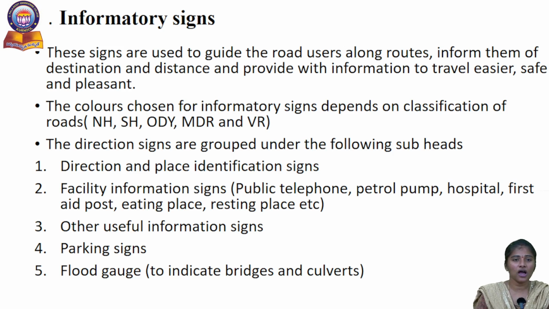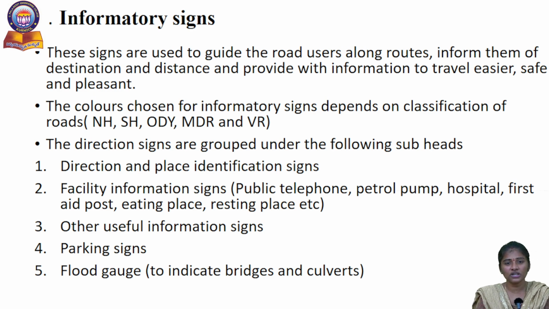Next we have another type of signs, that is informatory signs. These signs are used to guide the road users along routes and inform them of destination and distance, and provide them with information to make travel easier, safe and pleasant. The colors chosen for informatory signs depend on the classification of road, whether it is a national road, state highway, other district road, major district road or village road.